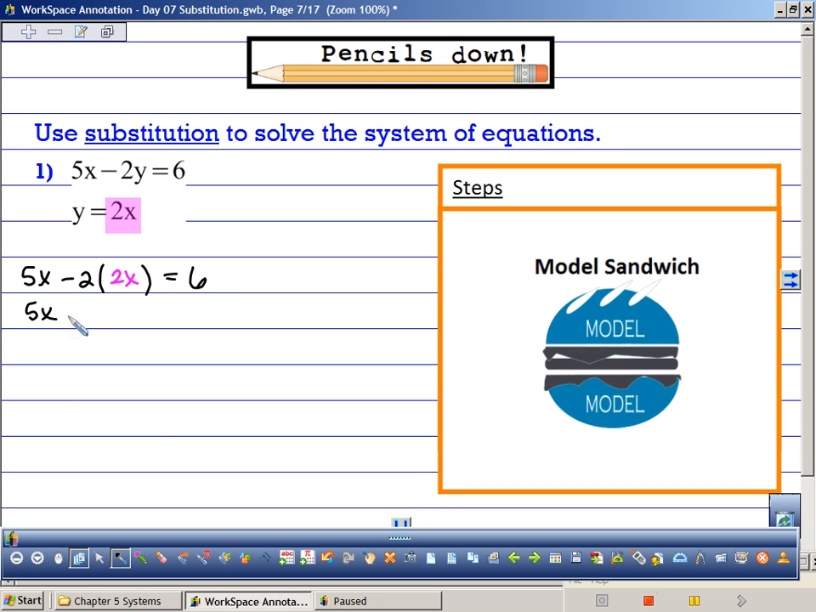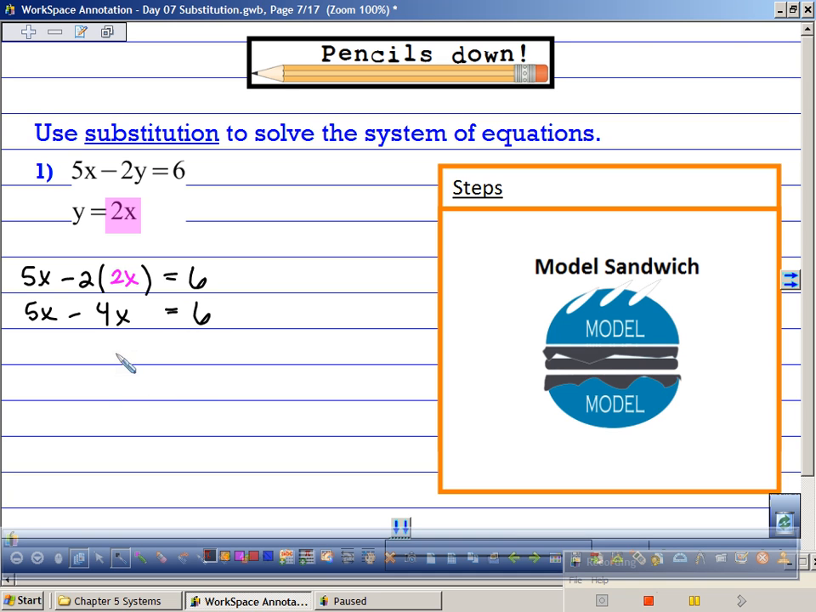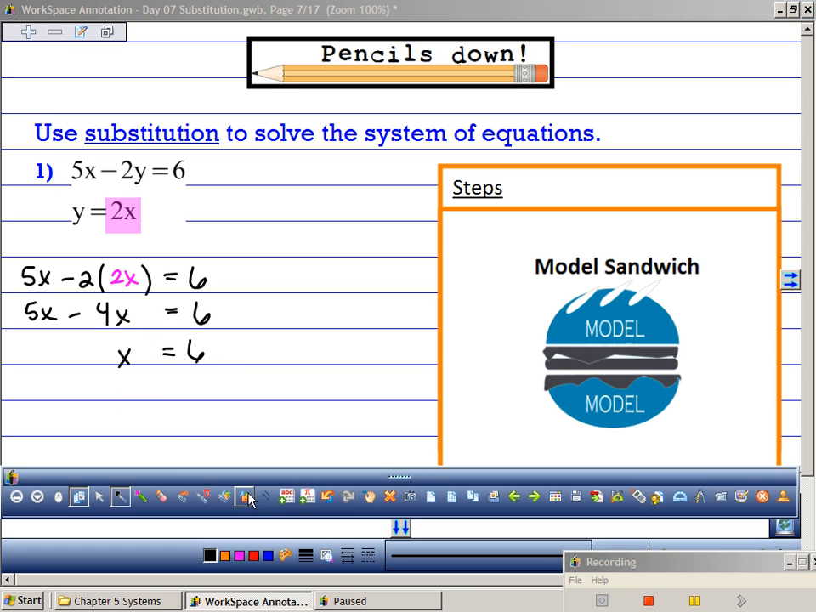5x minus 4x equals 6. So 1x equals 6. 5x minus 4x equals 1x. So x equals 6. Levi, no writing.